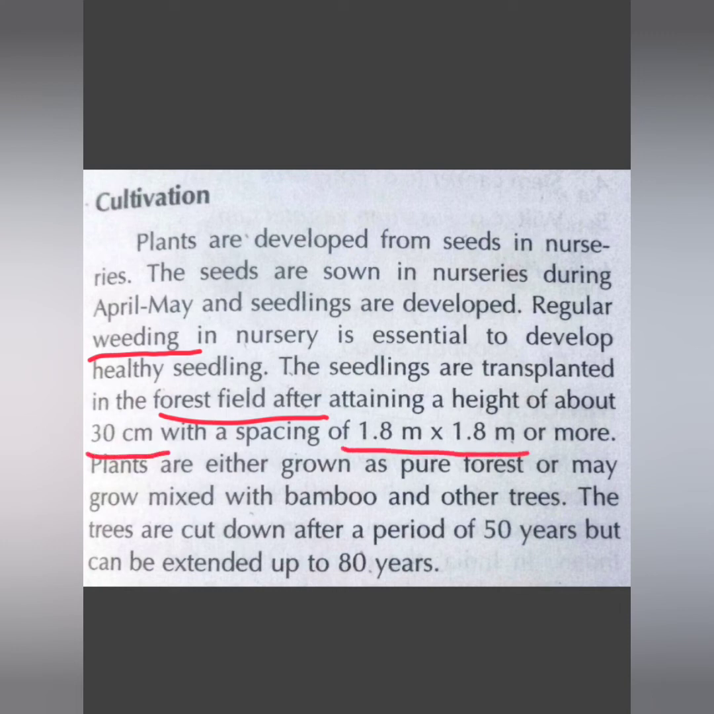with a spacing of 1.8 by 1.8 meter, and the plants are either grown as pure forest or may be grown mixed with bamboo as well as other trees. So just remember this, they can be grown as pure or with other trees, and the trees are cut down after a period of 50 years, but they can be extended up to about 80 years. So this is cultivation as well as harvesting of the teak tree plant.